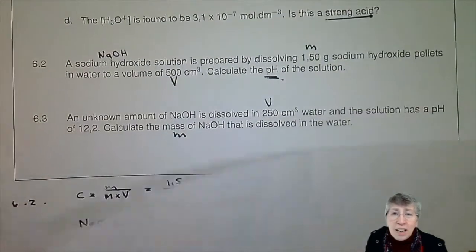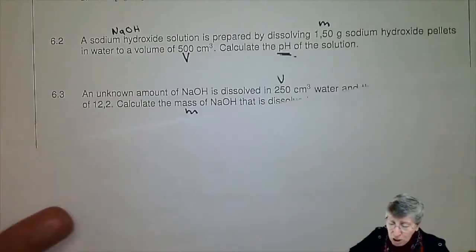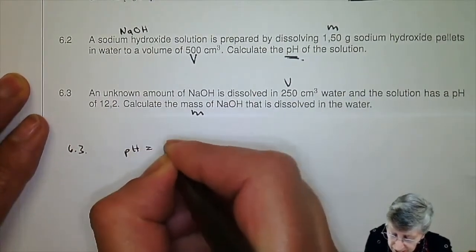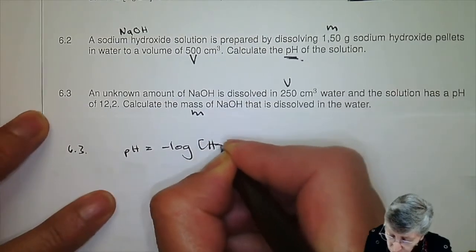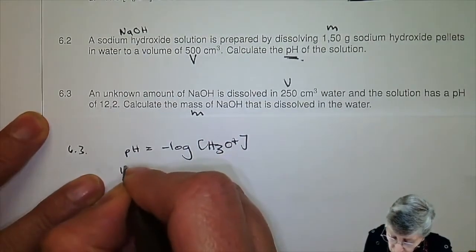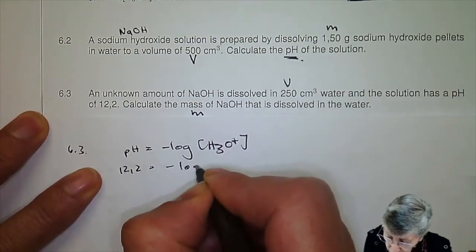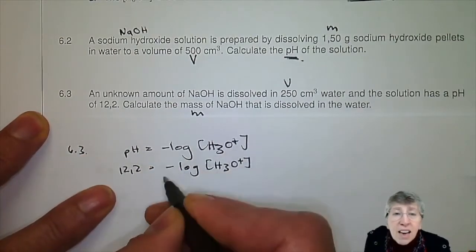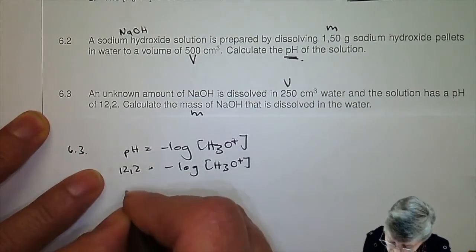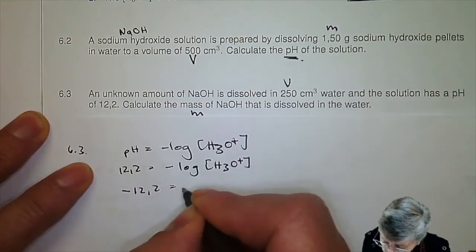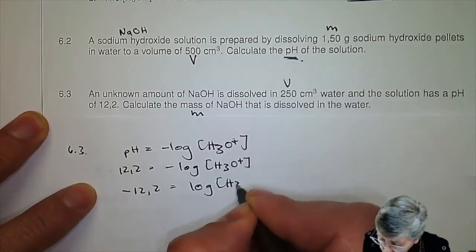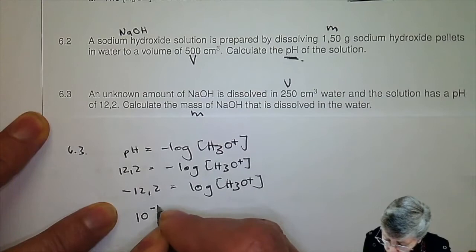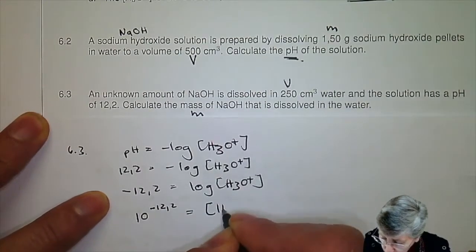We're starting from pH, right? Now, when you start with pH, we'll say 6.3, pH is negative the log of the H3O plus concentration, and that is now 12,2. Right. How do I get rid of that minus? I take it over to the other side, multiply on both sides, then I have minus 12,2 is log of H3O plus. And how do I get rid of this log? I have to put 10 to the power of minus 12,2, and that will be equal to H3O plus.